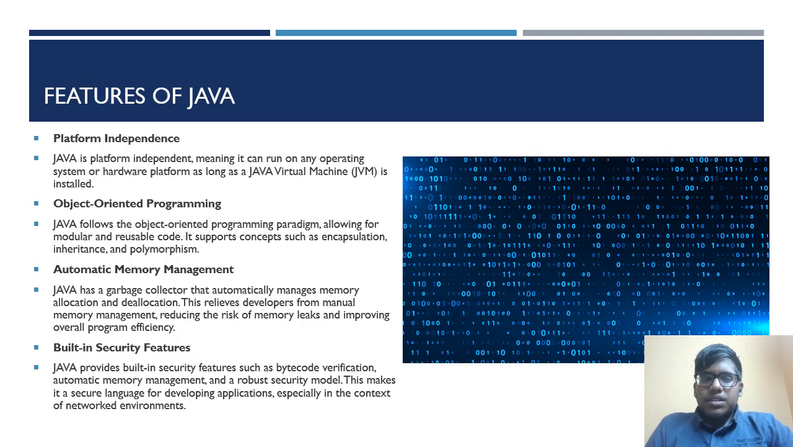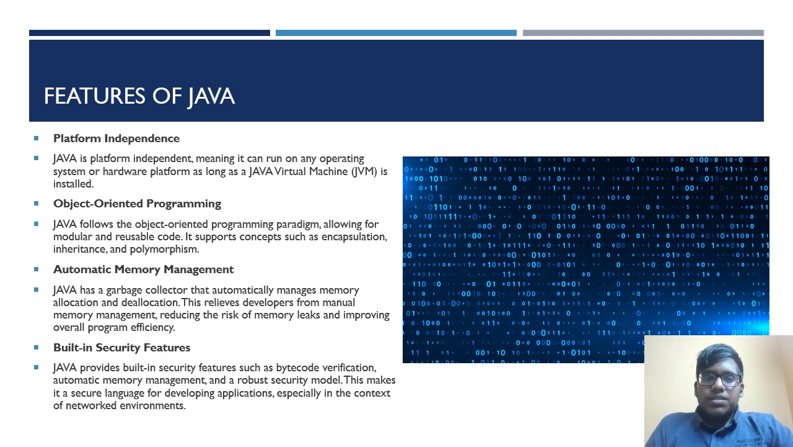Features of Java: platform independence. It is platform independent, meaning it can run on any operating system or hardware platform as long as a Java virtual machine is installed. Object-oriented programming. It follows the object-oriented programming paradigm, allowing for modular and reusable code. It supports concepts such as encapsulation, inheritance, and polymorphism.